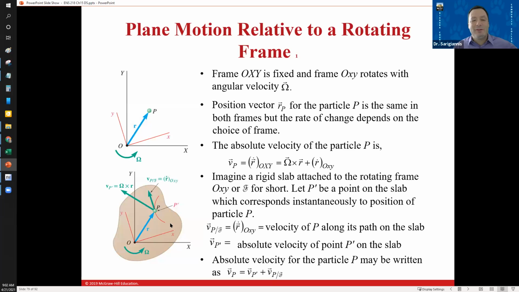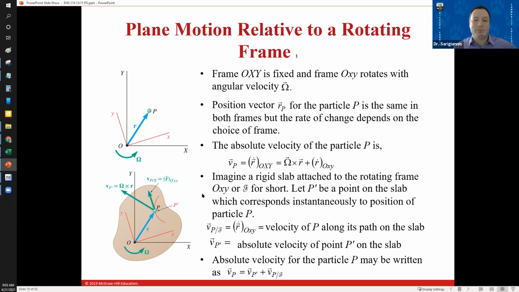We're talking about points moving on a rotating frame of reference, right? So this point P, say, is on this slab, and this slab is rotating with large omega. The omega that you see here is basically the angular velocity of the frame of reference. That's why they're using the big omega. I just wanted to clarify that.